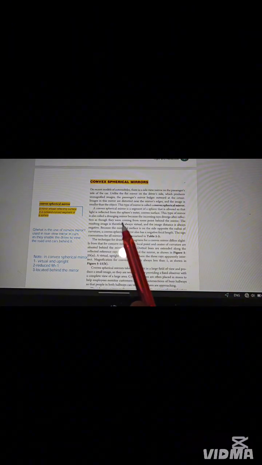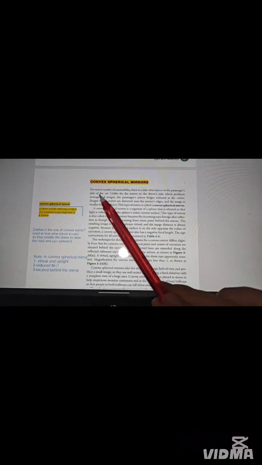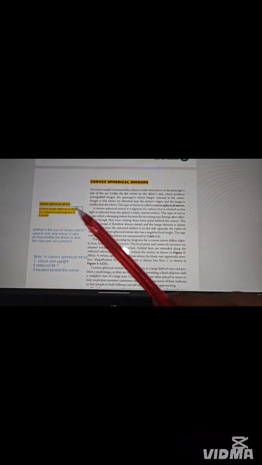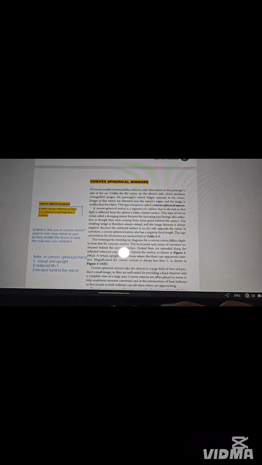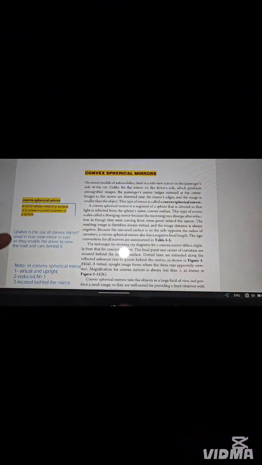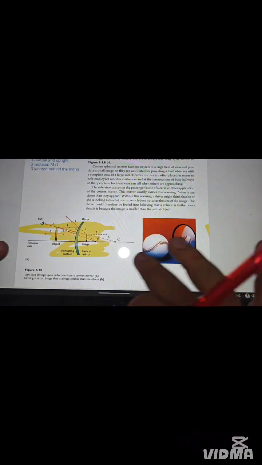Hello there, guys. We are back again for studying and solving, for explaining the other part of the sections that was left. In the first part we studied the concave spherical mirror, but now we have the second type of spherical mirror, which is called the convex spherical mirror. Before I explain, let me show you the shape of a convex spherical mirror.